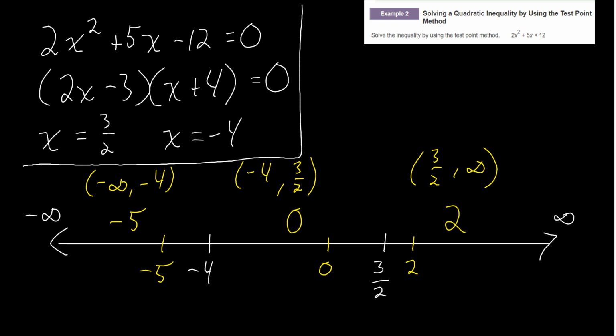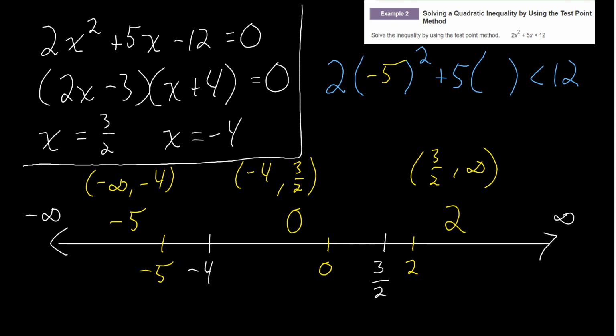So anyways, we're going to take these test points and plug them into the inequality. Let's get this set up. We're going to have a 2, and then a squared here, plus 5 times that number is less than 12. Let's start with -5. We're probably going to be doing some mental math here, so try to keep up. If you can't, hit rewind.